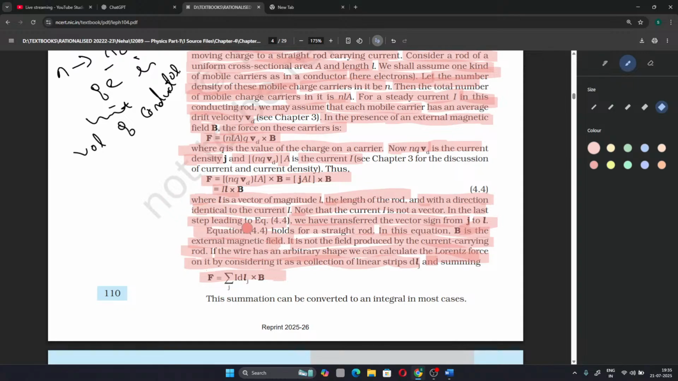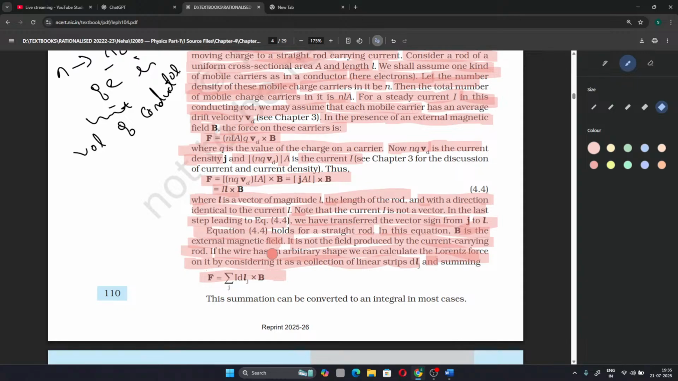Basically what they're saying here is that L is a vector of magnitude L, the length of the rod, and its direction is the same as the direction of current. Here current is not a vector, and this equation is only true for a straight current carrying conductor. Here we have not considered that, since there is a current carrying conductor, the moving charges, the moving electrons will also produce a magnetic field. This is not considered here.